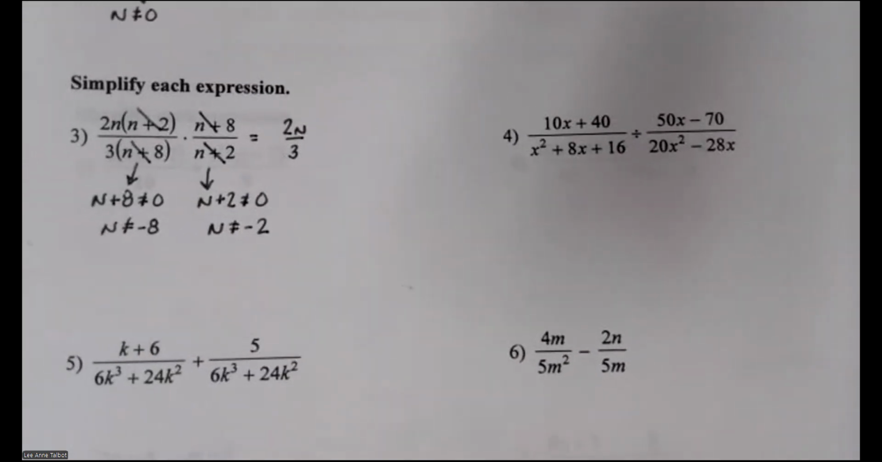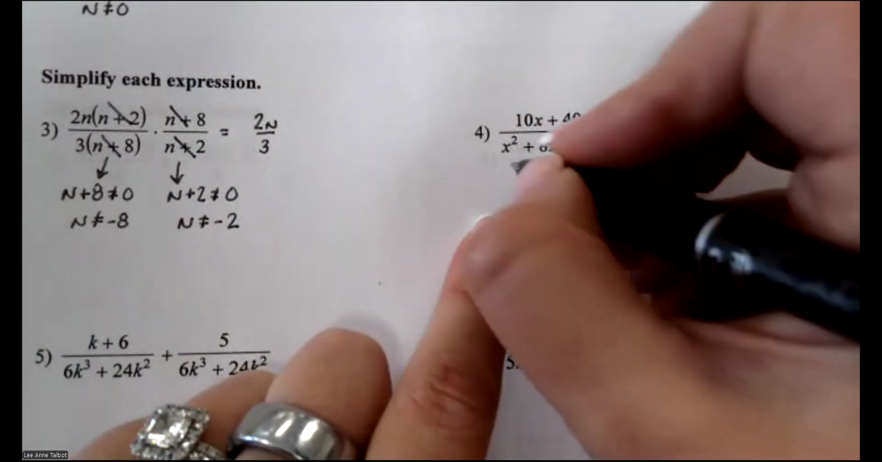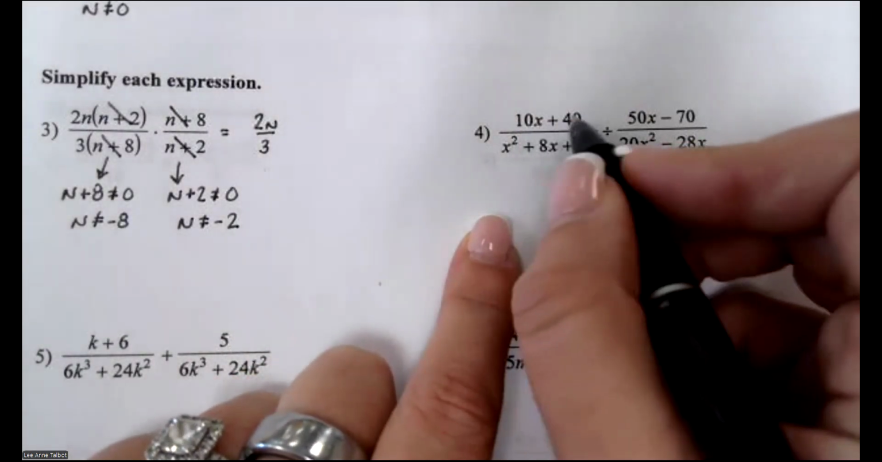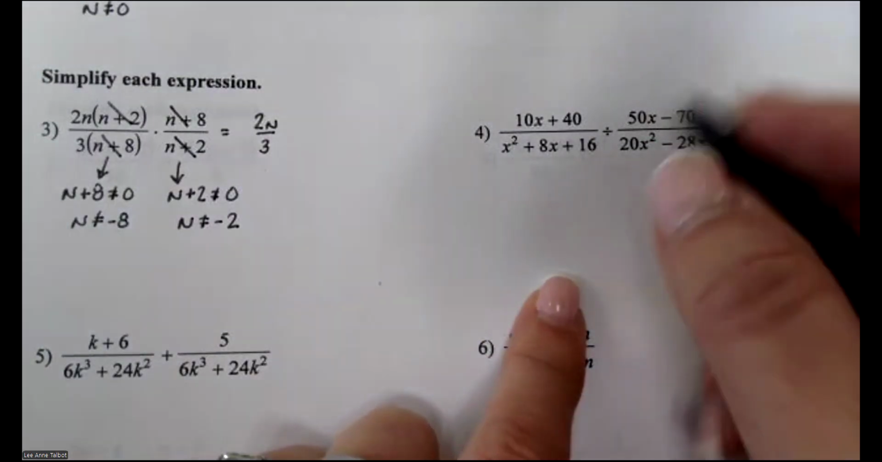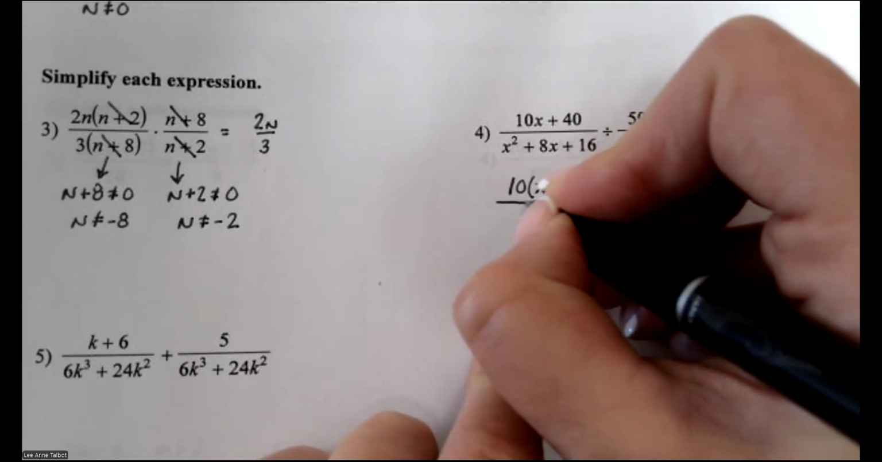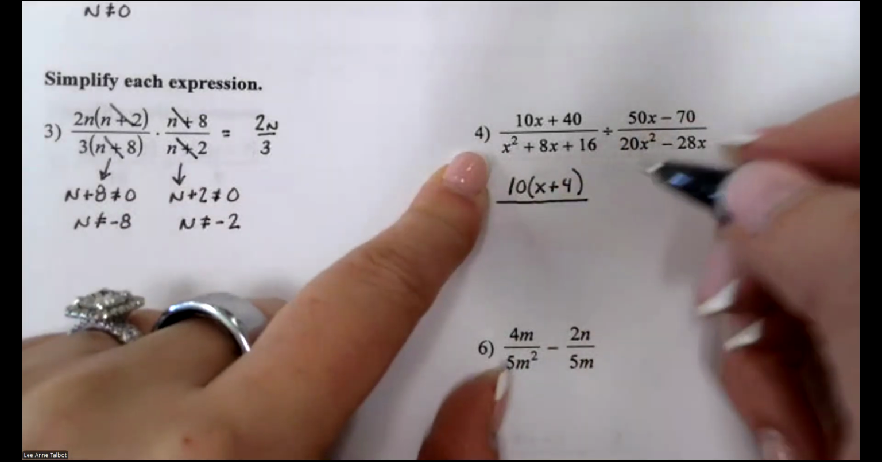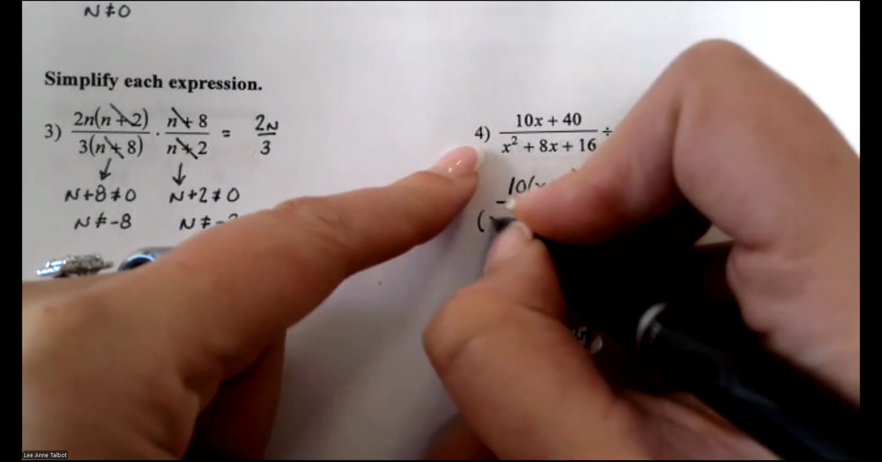Okay. Number 4. Number 4, I'm going to go slow. So these first 3 were relatively quick. Number 4, I'm going to slow down a little bit. And the first thing I want to mention is that 10x plus 40 is a GCF problem. Is that okay with everybody? Okay, now the denominator is a box and diamond.